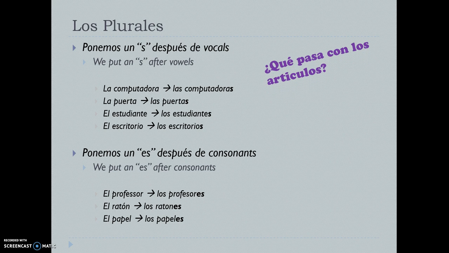¿Qué pasa con los artículos? What happened to our articles as we made our nouns plural? For example, la computadora, las computadoras. What happened to those articles? El and la and los and las.